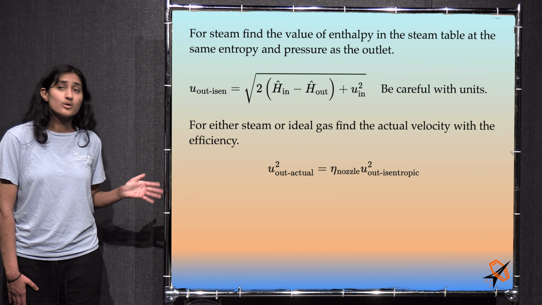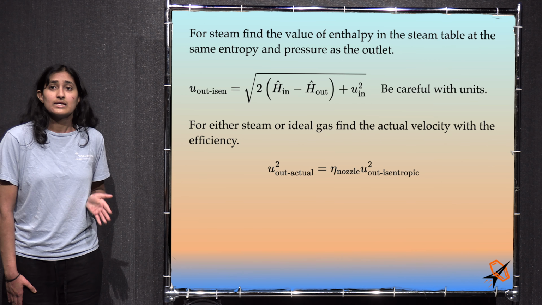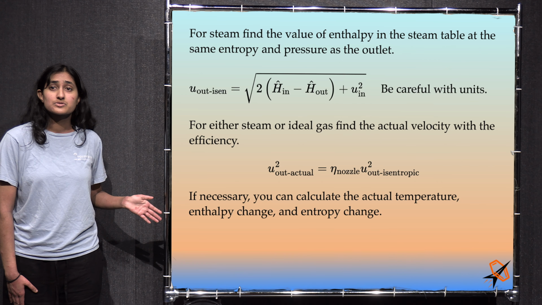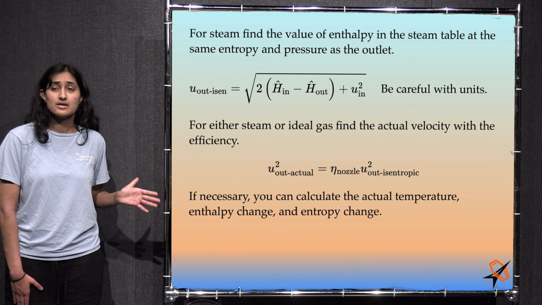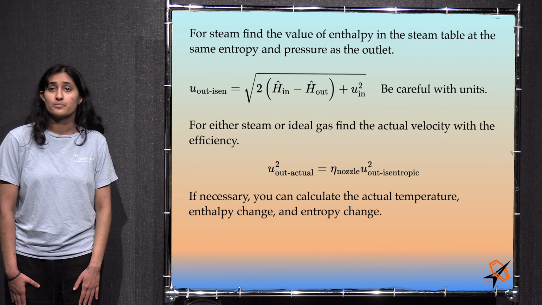The actual velocity is lower than the isentropic velocity. If necessary, you can calculate the actual temperature, the enthalpy change, and the entropy change both for the steam and the ideal gas cases, but usually there is no reason to do so.